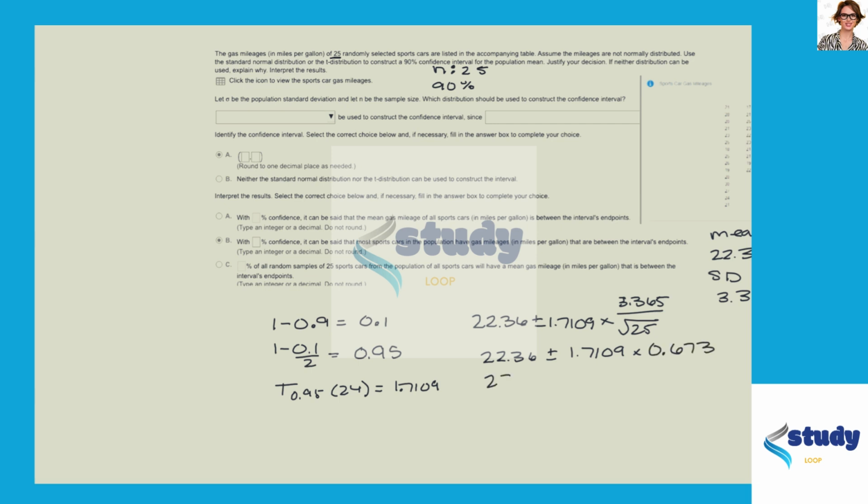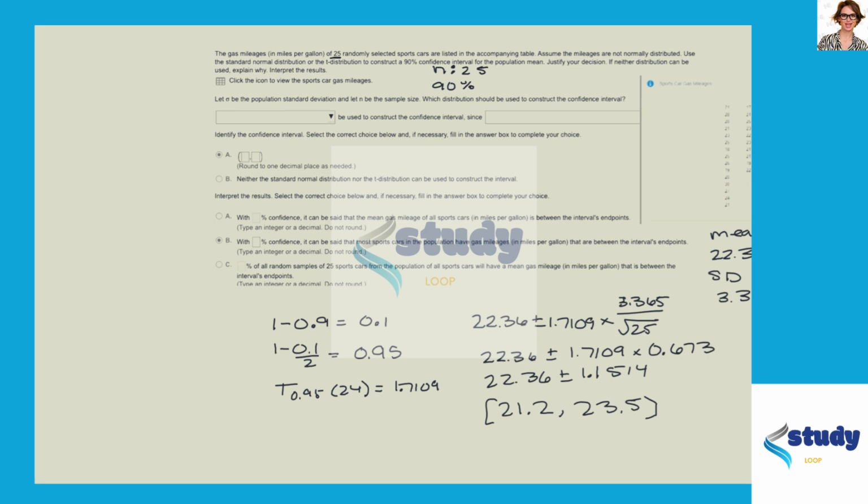3.365 divided by the square root of 25 is 0.673. And then when you multiply these numbers together here, you're going to get 1.1514. And so the confidence interval is going to be anywhere between 21 and, round to one decimal place, 21.2, comma, 23.5. So it says let the standard deviation be the population standard deviation and let n be the sample size.